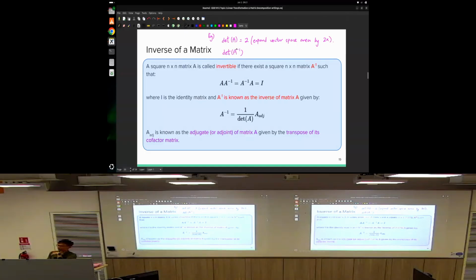Now the determinant of A inverse must obviously be 1 over 2. Correct or not? Because it's trying to undo what matrix A is trying to do. In order to undo it, the vector space must be halved. So therefore, this is to contract the vector space area back. Okay? So what is this determinant of A inverse?